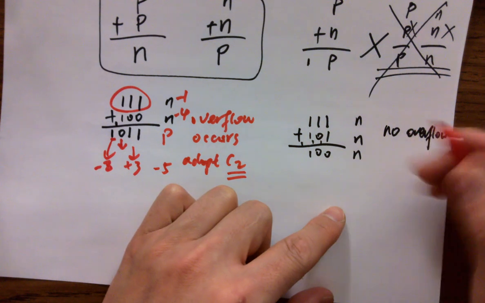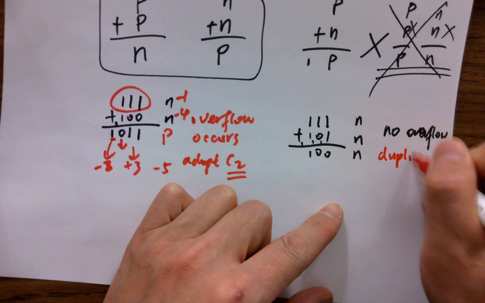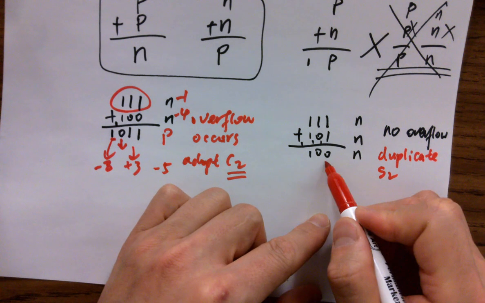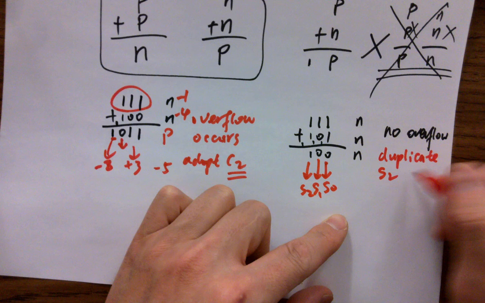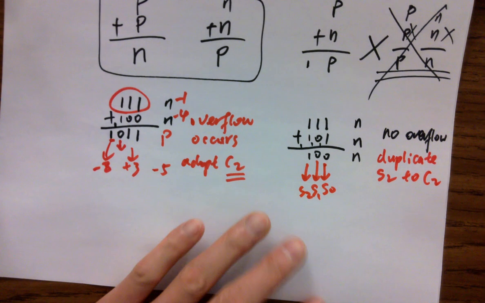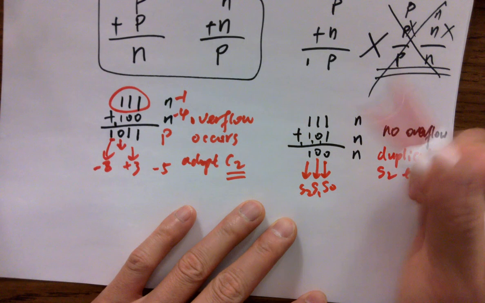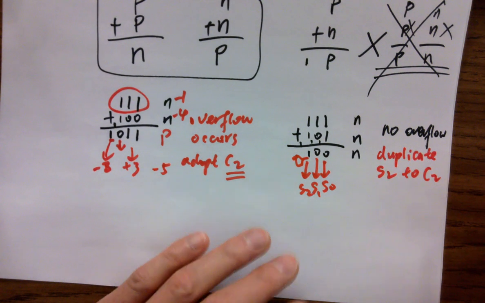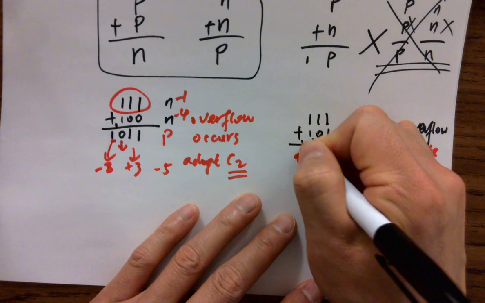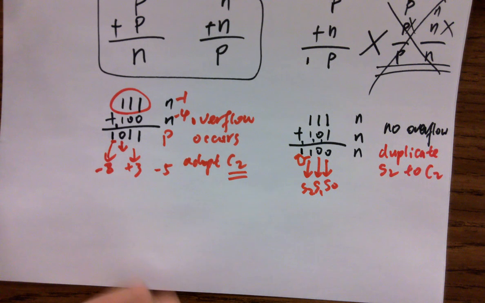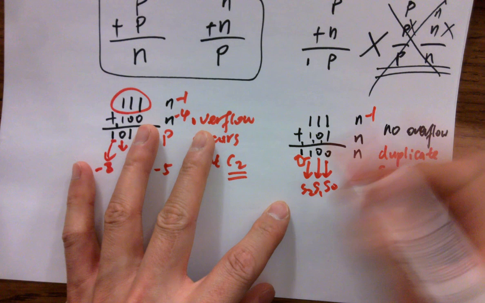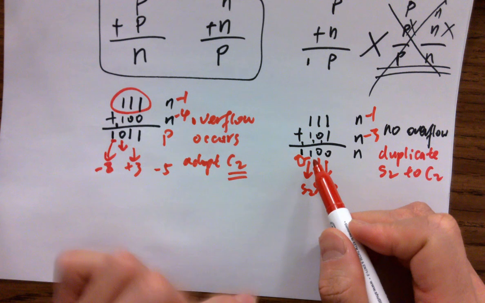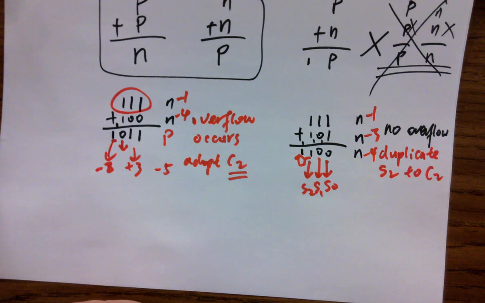If there's an overflow, we want to duplicate S2. So this is S0, S1, S2, duplicate S2 to C2, or use S2 as C2, even though it's still the same number, right? Remember, when you are adding a 1 in front of it, it's not changing the value of the number, right? So this is negative 1, this is what? Negative 3, and what is this? Negative 4. Still correct. Okay.